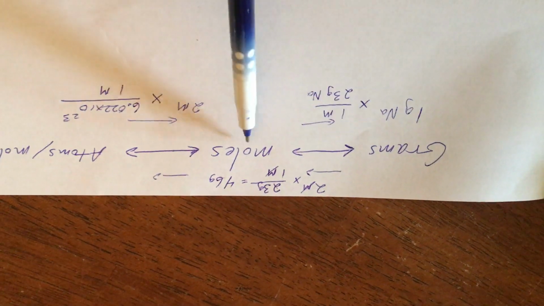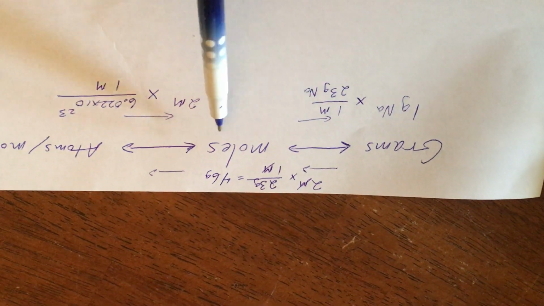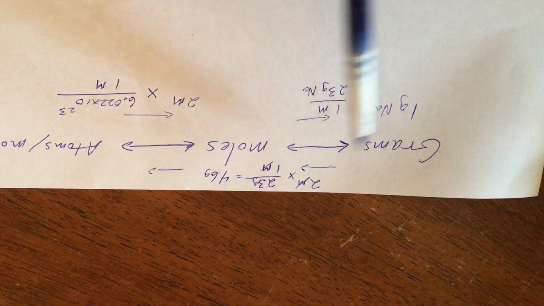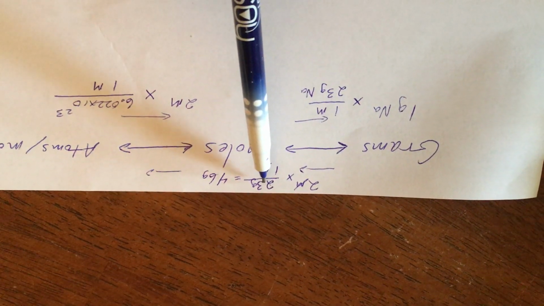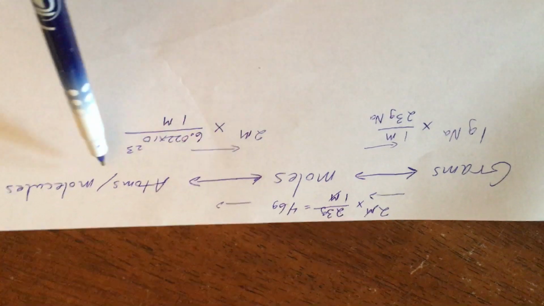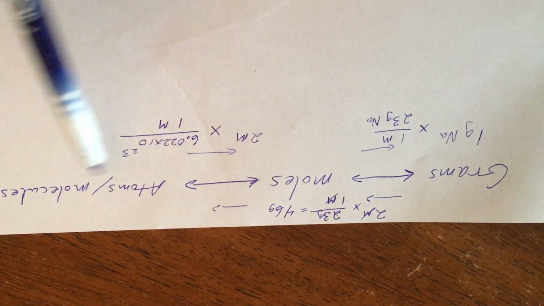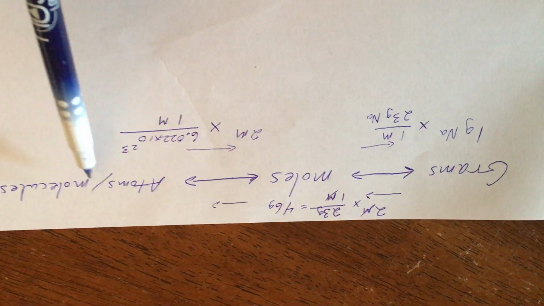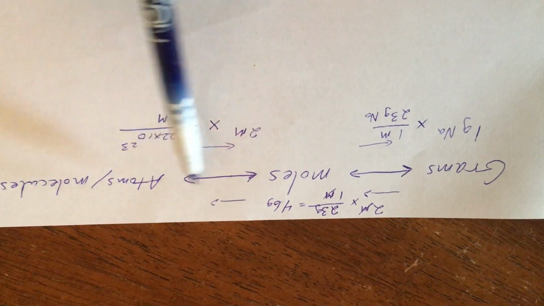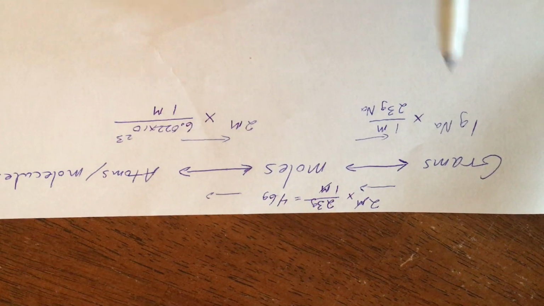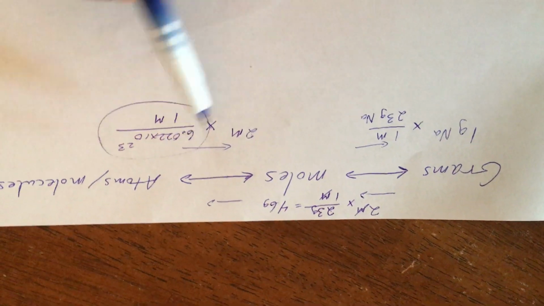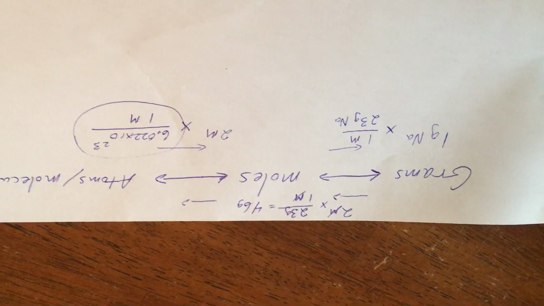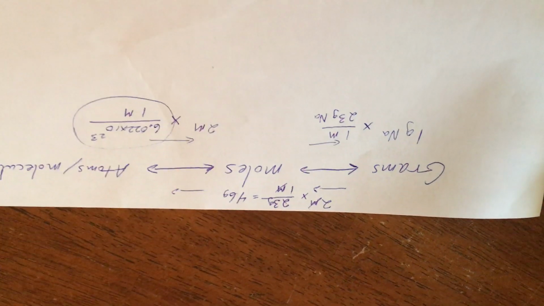So again, how much, how many, how many? If we're going grams to moles, you're going to divide by your molecular mass. If you're going moles to grams, you're going to multiply by your molecular mass. If you're going moles to atoms or moles to molecules, you're going to multiply by Avogadro's number. If you're going atoms or molecules to moles, you're going to divide by Avogadro's number. This factor is constant, but your molecular masses vary. It really just depends on what you're dealing with.